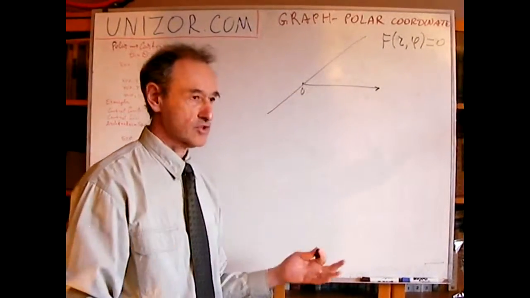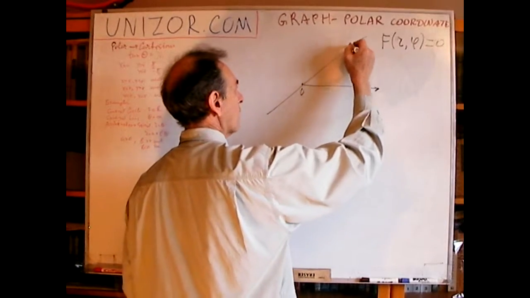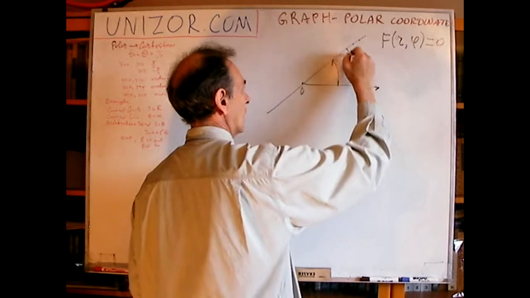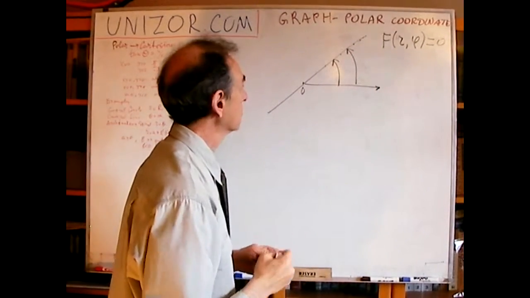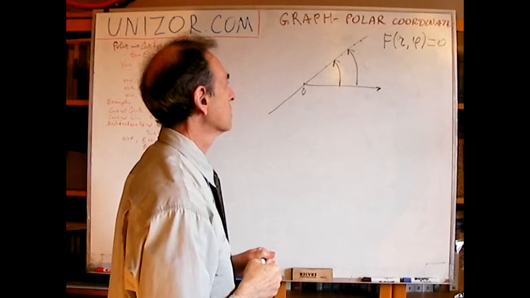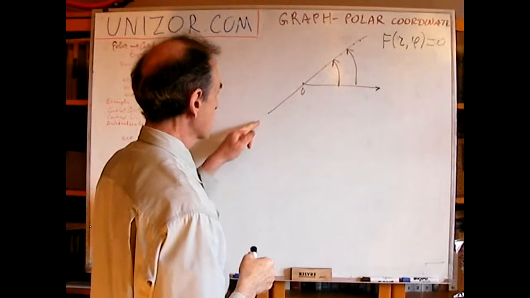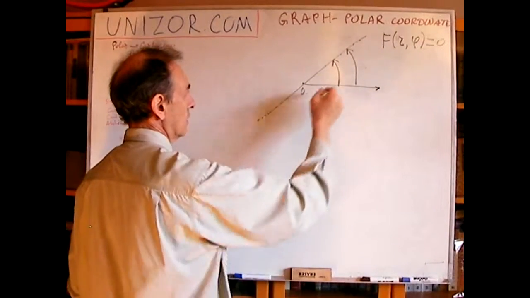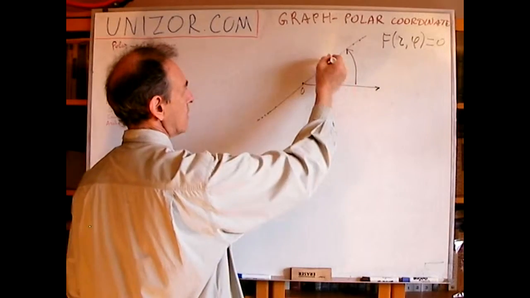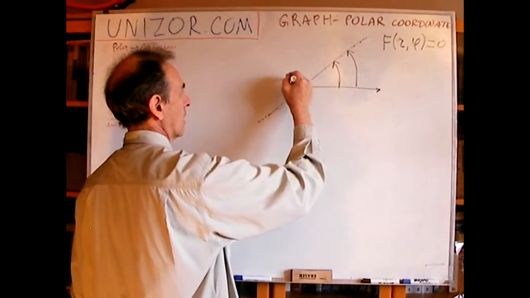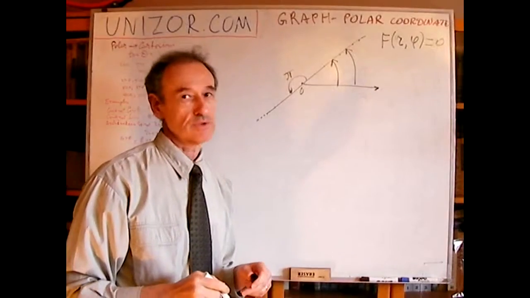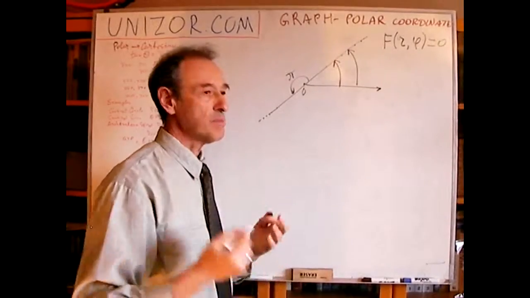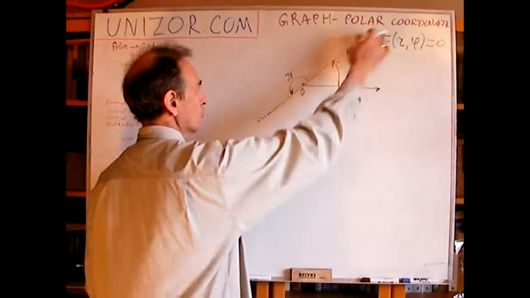Well, let's just consider any point on this line. It has exactly the same angle phi, right? In this particular case, any point on this piece of the line has this same angle, plus pi, plus 180 degrees, right? So it's a combination of two pieces.